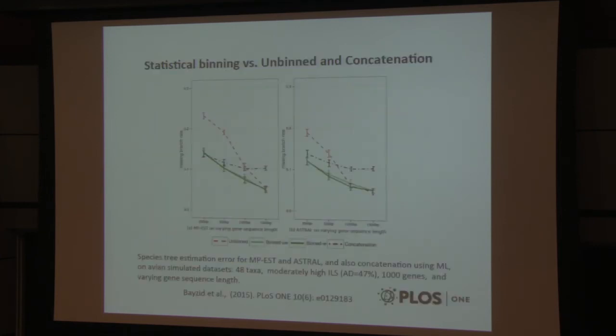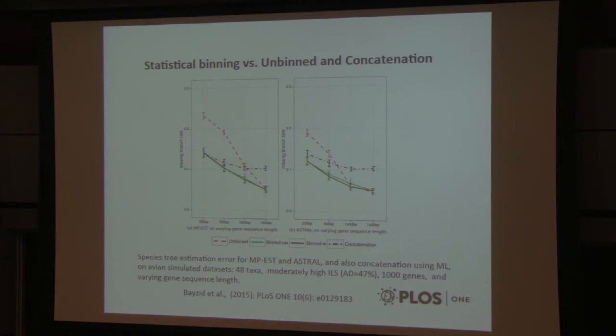So here's a comparison on some avian data, a simulated data set, where we're looking at what happens with concatenation compared to binning and unbinned versions of MP-EST. And that's on this left-hand side. So this in black is concatenation. This is the unbinned MP-EST. And these are the binned versions. What's happening on the x-axis is you're making the sequences longer. You start off with short sequences, then you make them longer.